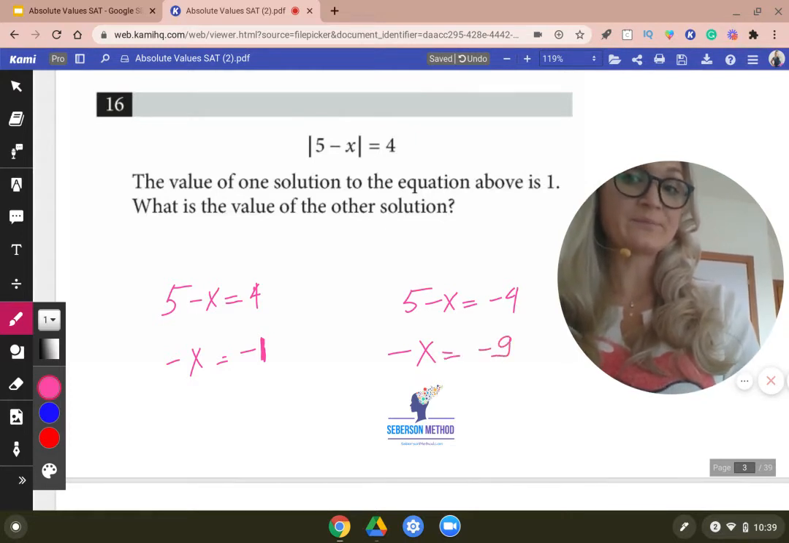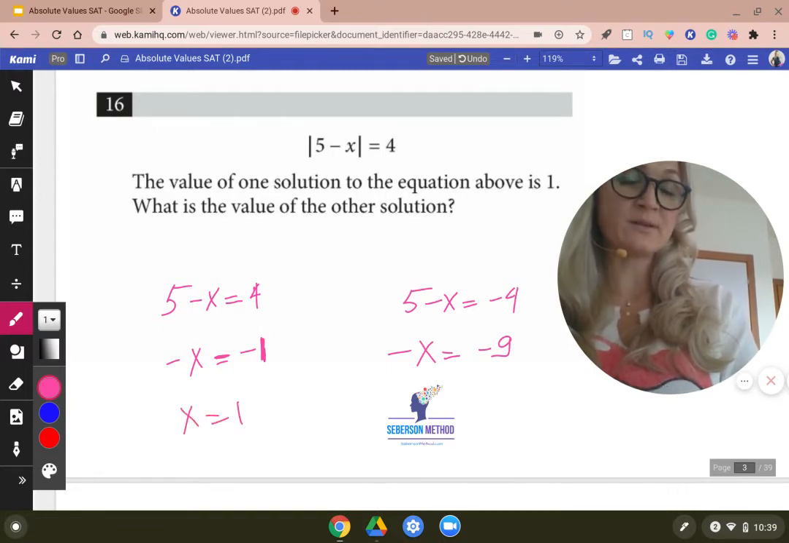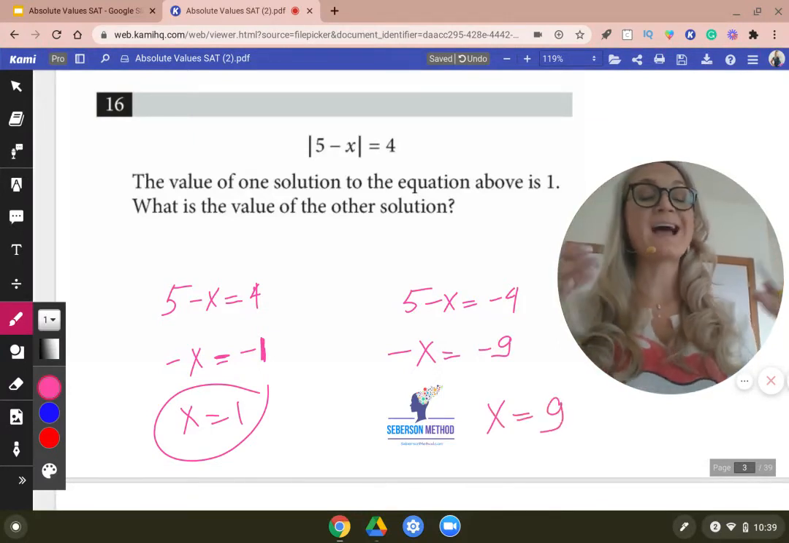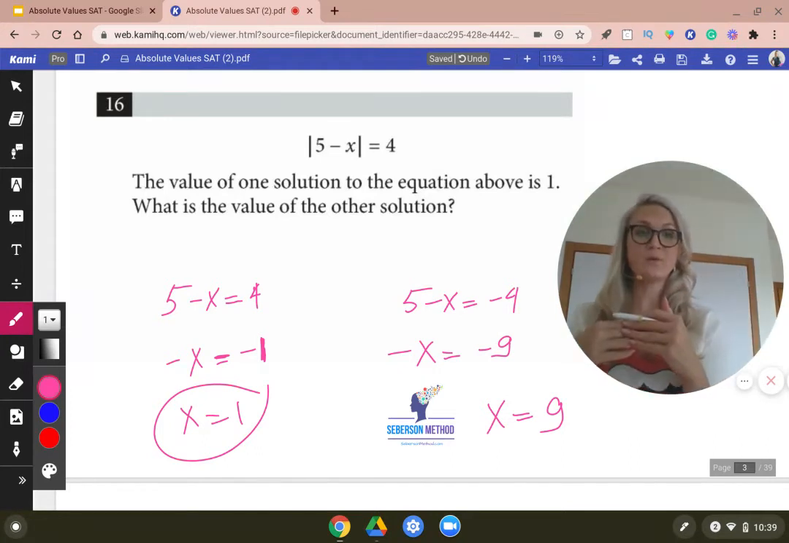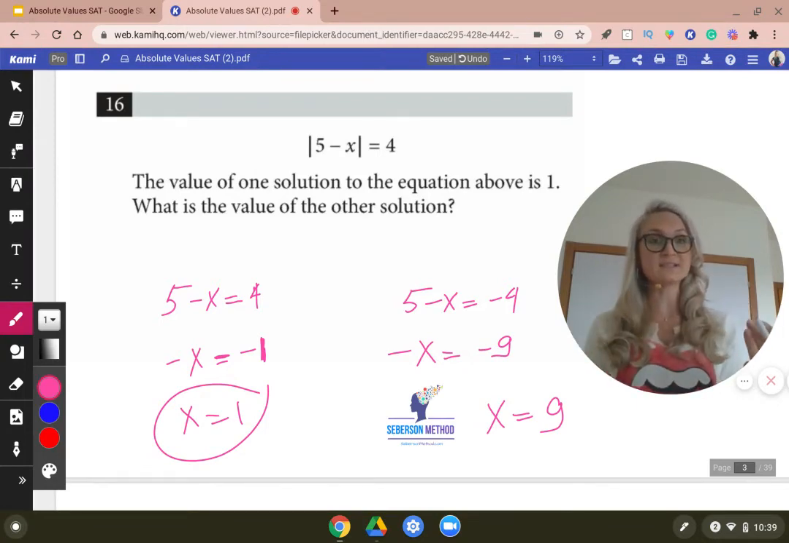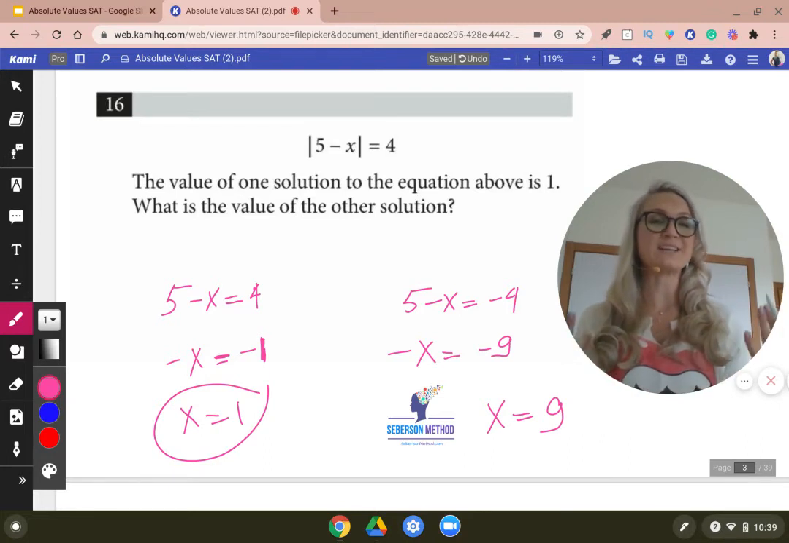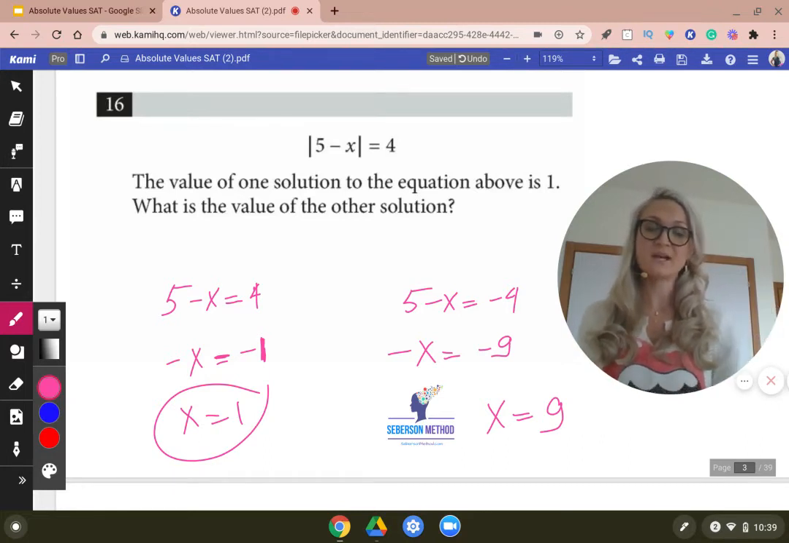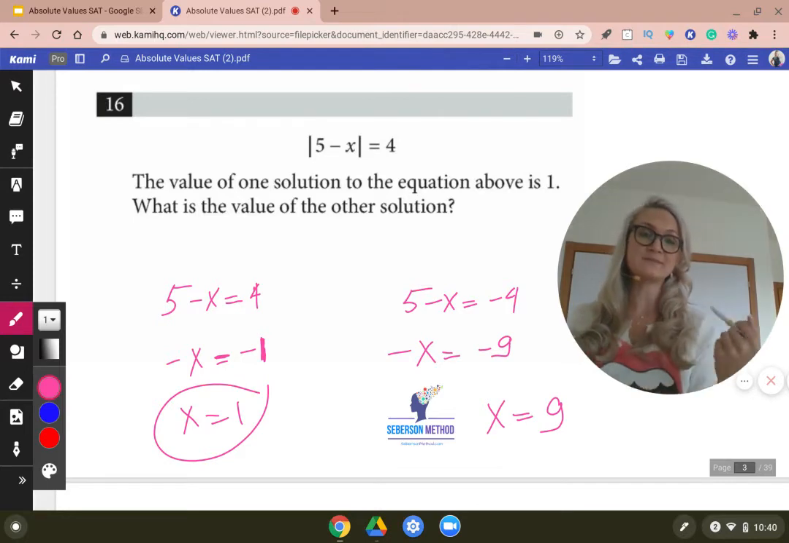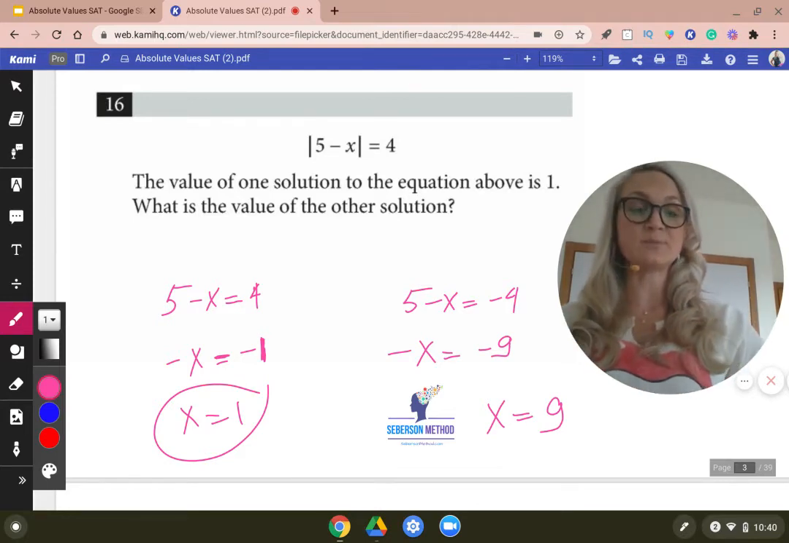Then, because we need to multiply by -1 to make it x is equal to 1, which we already have, the other answer is x is equal to 9. The last thing that you always have to do with absolute value equations is plug it back into the equation and see if that works. Because with absolute value and with radicals, you sometimes have extraneous solutions, extraneous roots. So just to be sure, let's plug 9 back into the equation. 5 minus 9 is going to give us -4. Absolute value of -4 is 4. It works, so the answer should be 9.